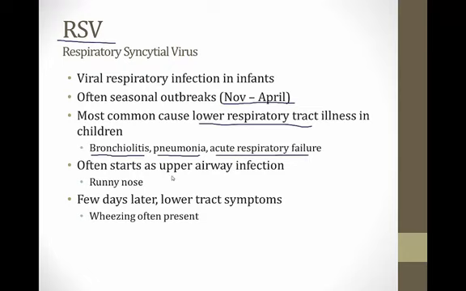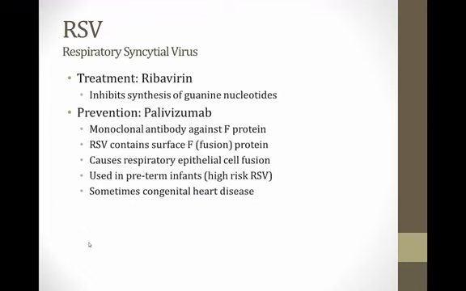It often starts as an upper airway infection, so the child will have a runny nose, and then a few days later they start to get lower tract symptoms, especially wheezing, because like I said, it often affects the bronchioles, and this causes narrowing and leads to wheezing. There are two treatments for RSV that you should know about. The first one is a drug called ribavirin. This is a drug that inhibits synthesis of guanine nucleotides so that the virus can't replicate itself.